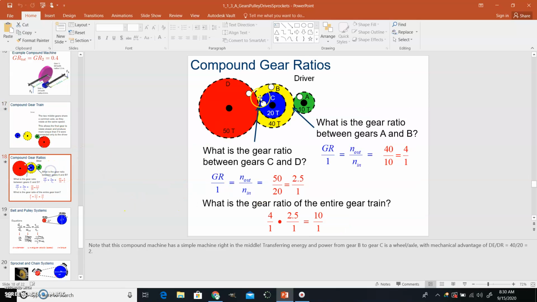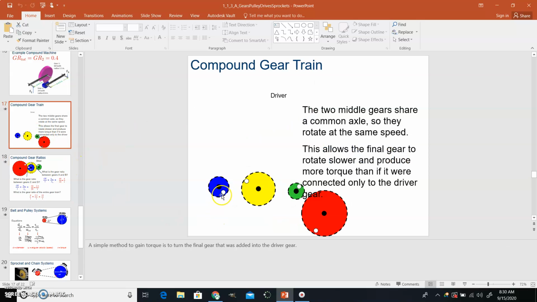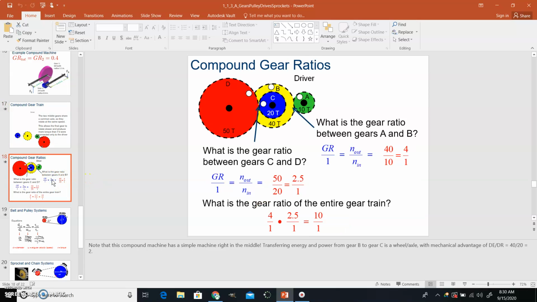So it looks to me like the yellow gear will be sharing the shaft with the blue gear, which by looking at this diagram, it would be hard to tell that. So we want to take a look at this second image. And it says, what is the gear ratio between gears C and D? All right. So number of teeth out would be 50 for the red gear, or gear D. And number of teeth in would be 20 for the blue one, or C. And if we do our simple division on there, it would be 2.5 over 1.